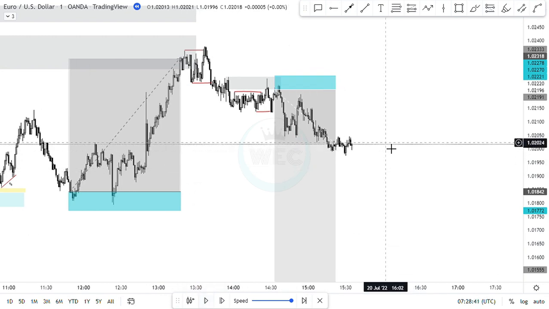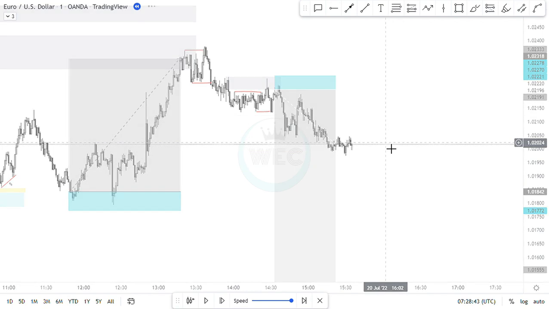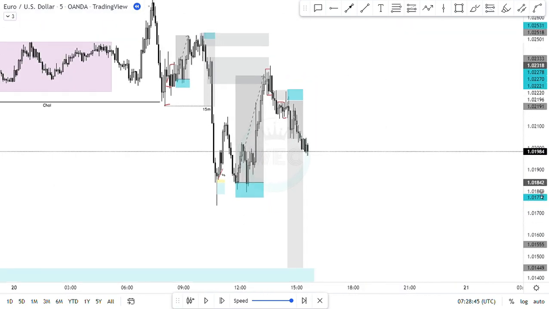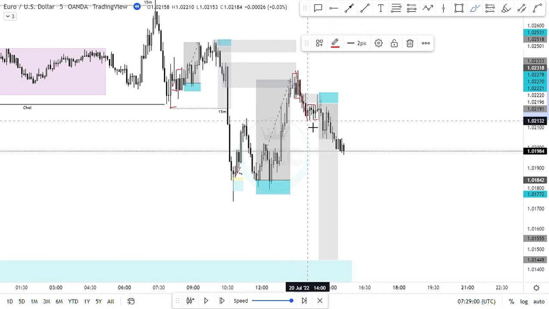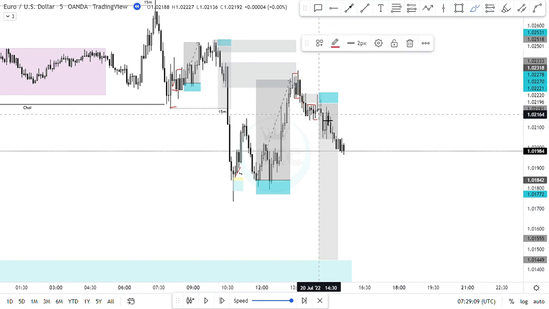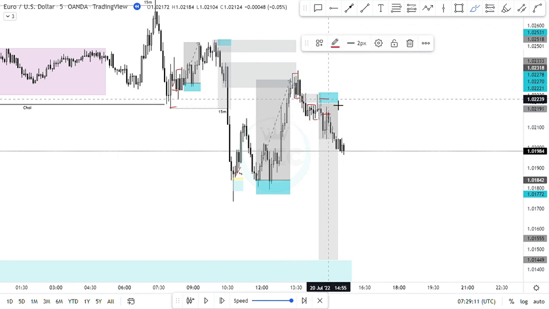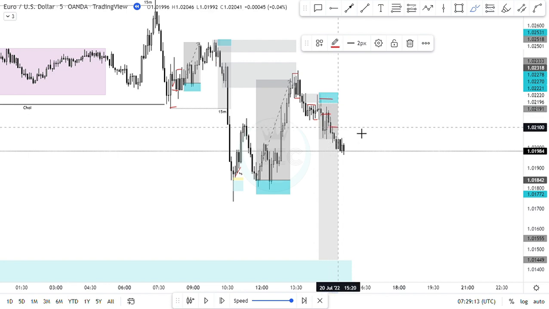Let me switch back to the M5, and right now we know M15 is bearish and we are making the retracement. However, we can see that M5 is also making lower highs and lower lows, right? We can see that this one has been mitigated right in here, right? However, this one has not been mitigated yet.